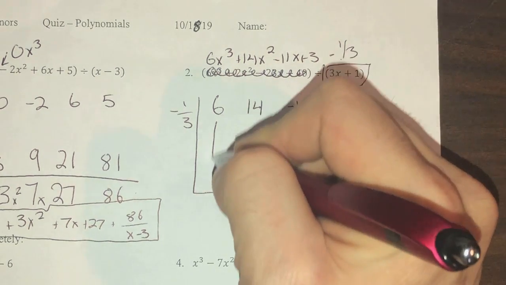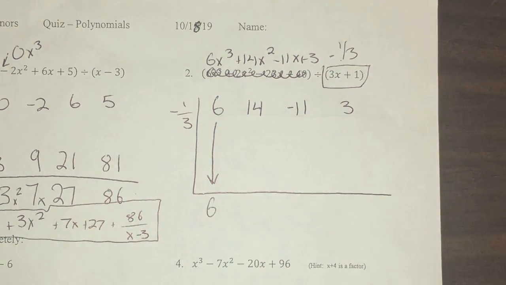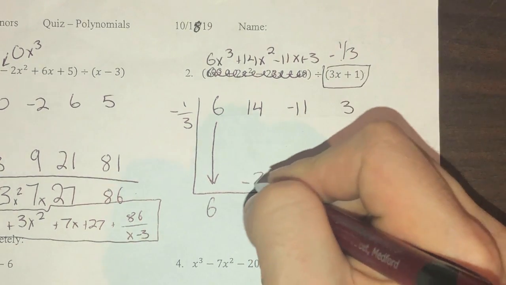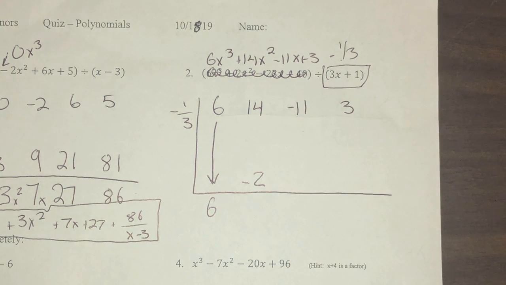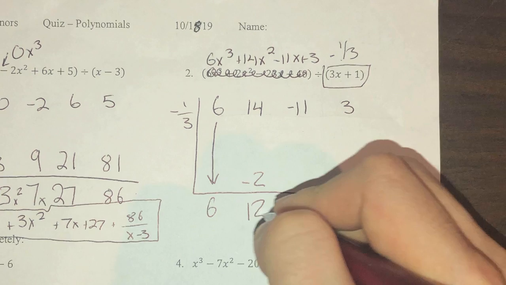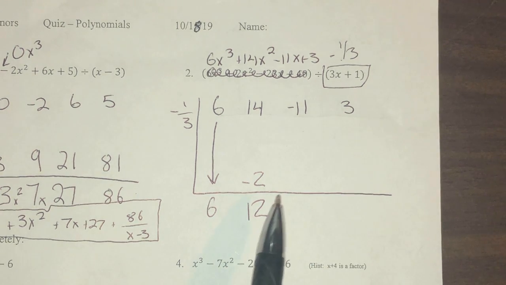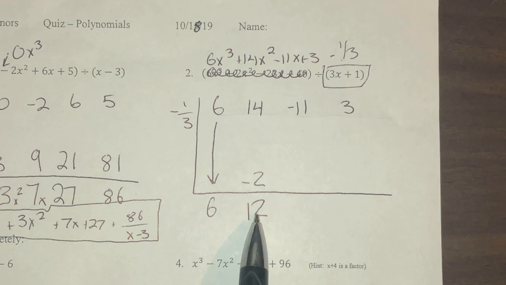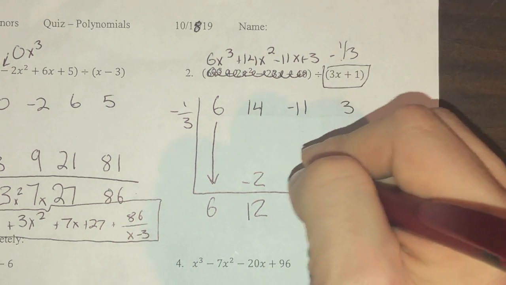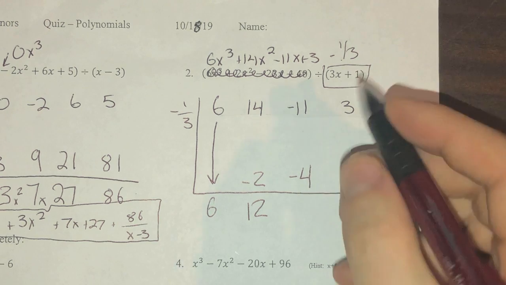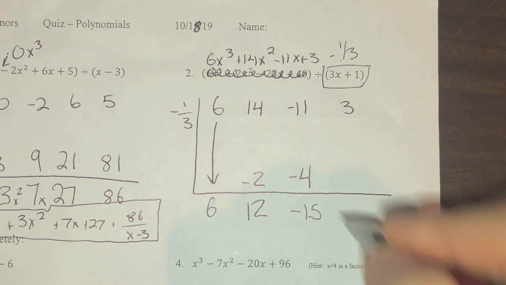All right, so here I go. I bring down the 6. I get 6. Okay, I multiply 6 by a negative 1/3, and that gives me negative 2. I do negative 14 minus 2, giving me 12. Now, on the original one, you would not have the numbers coming out this nice, unfortunately. I do 12 times the negative 1/3, I get negative 4. I do negative 11 minus 4, giving me negative 15.